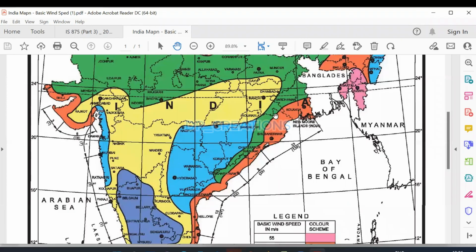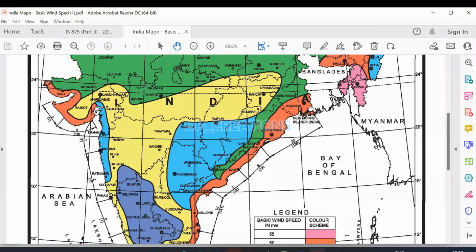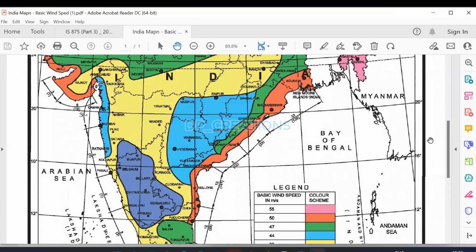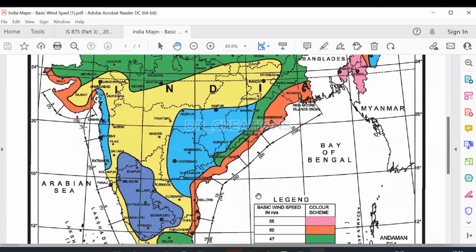Apart from that, Darbhanga is there. I don't know, Darbhanga has some peculiar open terrain. When the individual city-wise speeds were given, you'll find Darbhanga also having 55 meters per second. Then comes 50. The entire coastal region, the East Coast, is 50 meters per second, like Kolkata, Bhubaneswar, Visakhapatnam, Chennai, Vijayawada, everything comes under 50 meters per second.